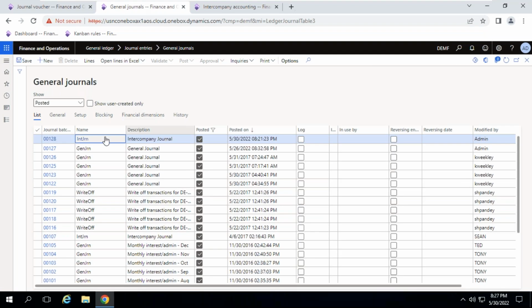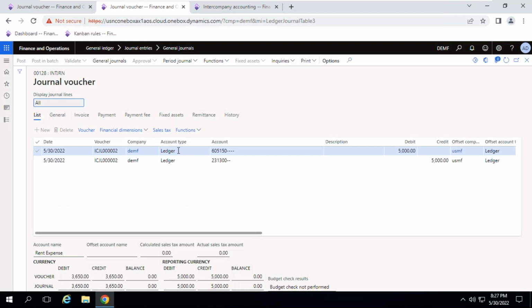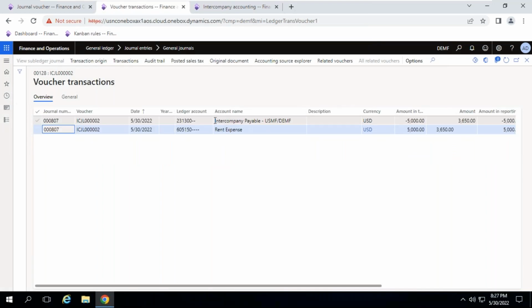See, because the expense is posted to this DMF company, the expense account belongs to the DMF company, so it was posted to this one only. But here it is updating that I need to pay money to the USMF company. Correct, sir. Understood. This DMF company needs to pay the USMF company.